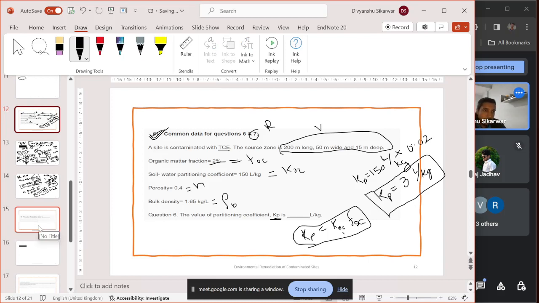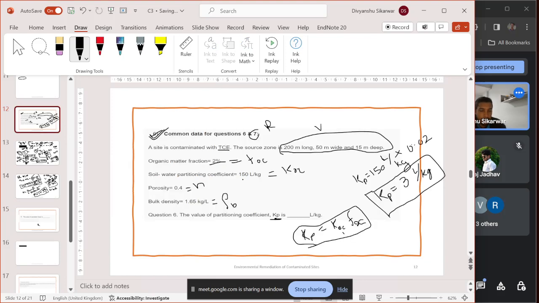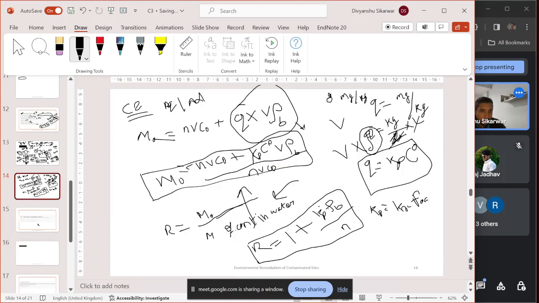Am I audible to you guys? You're not responding. If you have some doubt, you can ask at any point. This is the next question, which is dependent on the same data. The value of retardation factor, R value, we have to calculate for the same question. R value formula we need, so this is the formula. You can use this formula. Try to calculate.